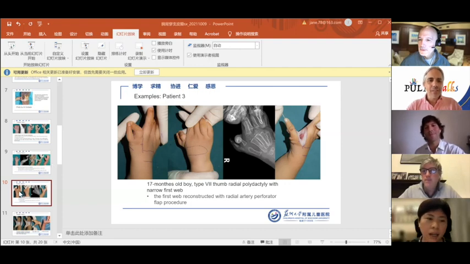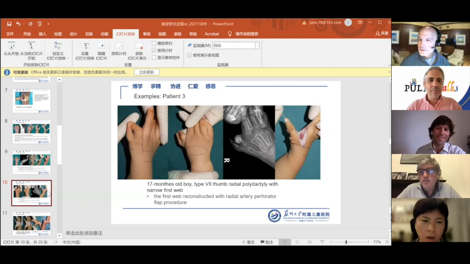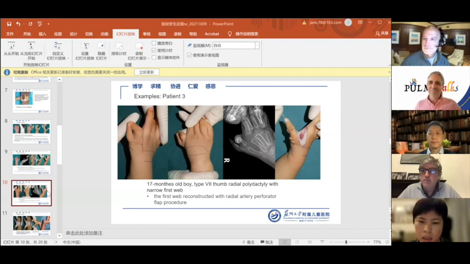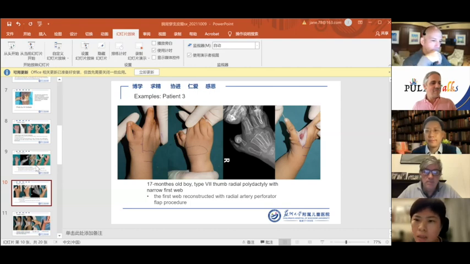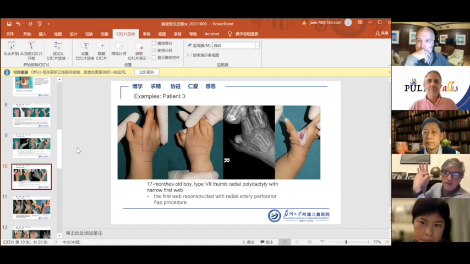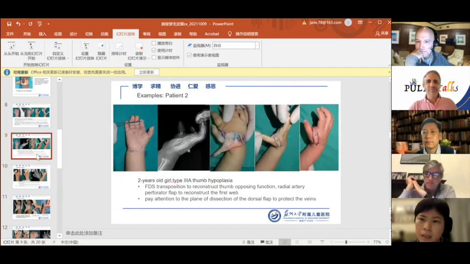The surgery takes only about 2 hours. I can finish the reconstruction and the flap in maybe 2 hours. The extent of the flap seems to get to here. Can you bring it around to the front, to the palm? Yes, I can. The flap is enough to reconstruct the palm of the web.